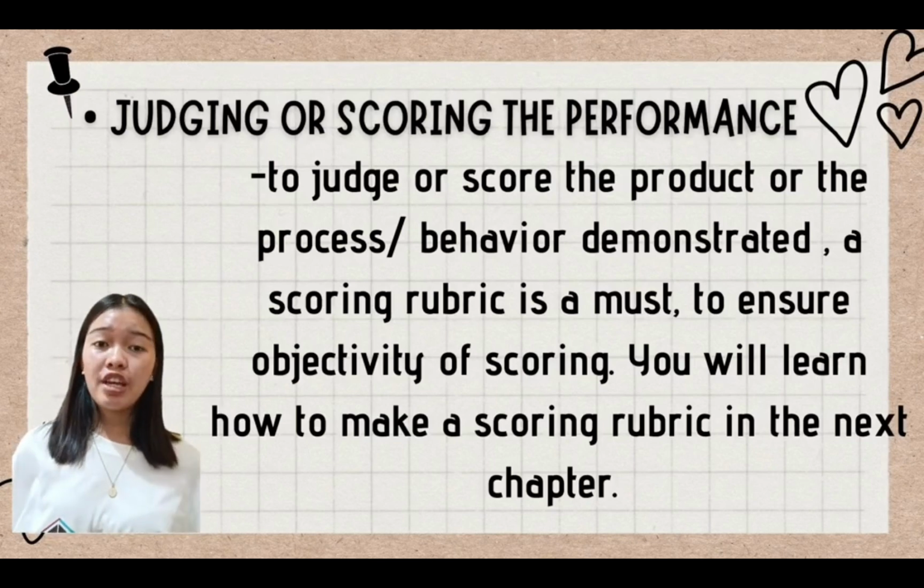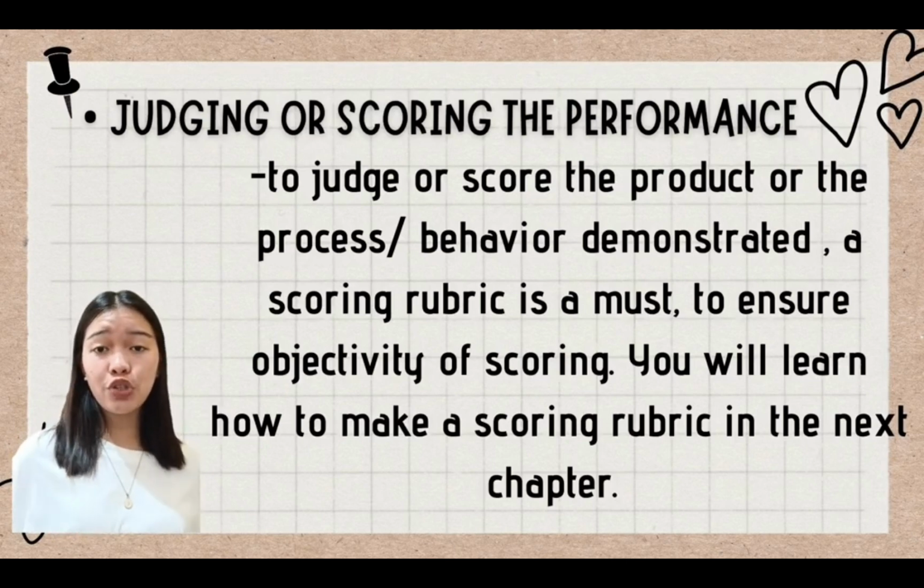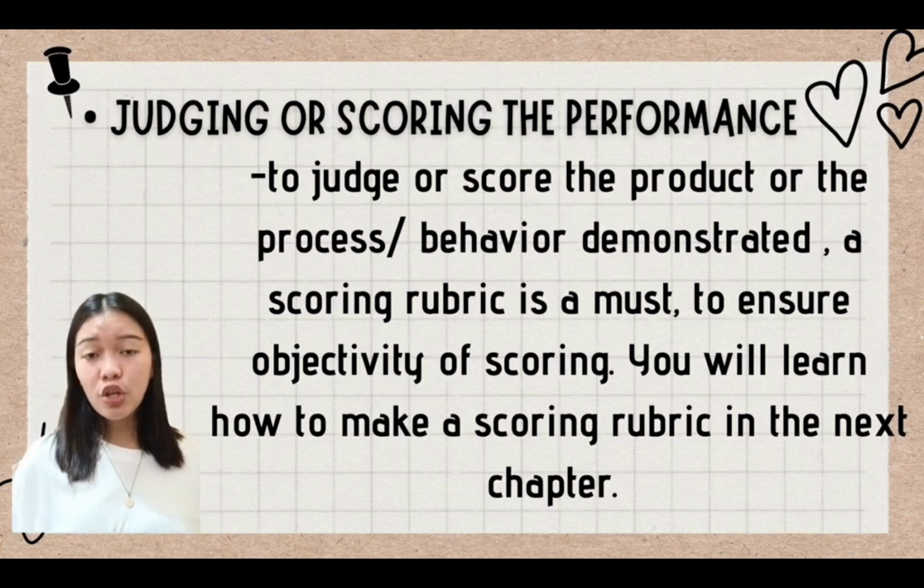Judging or scoring the performance. To judge or score the product or the process or behavior demonstrated, a scoring rubric is a must to ensure objectivity of scoring. So, you will learn how to make a scoring rubric in the next chapter.